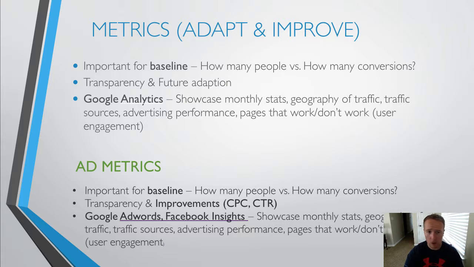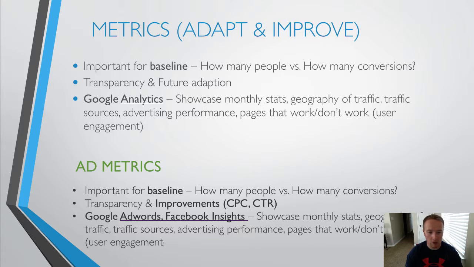So Google Analytics is normally the best one. Very, very detailed metric system. It spits out all sorts of different analytics based on your website, from monthly stats, geography of traffic, traffic sources, advertising performance, pages that work and don't work, user engagement, etc. So that's just a basic one I think everybody should have on their website. There are different tools as well, though, as I've said, like heat map tracking and so on, which can be very, very useful in discerning what areas within your website are working and what areas aren't.